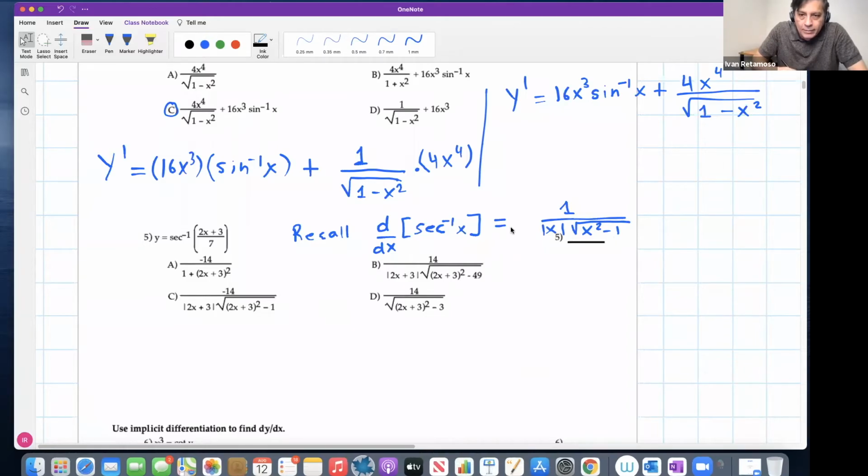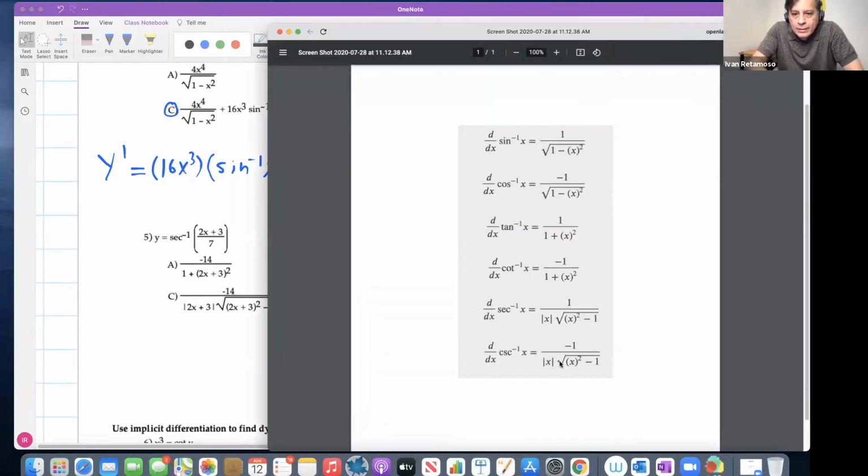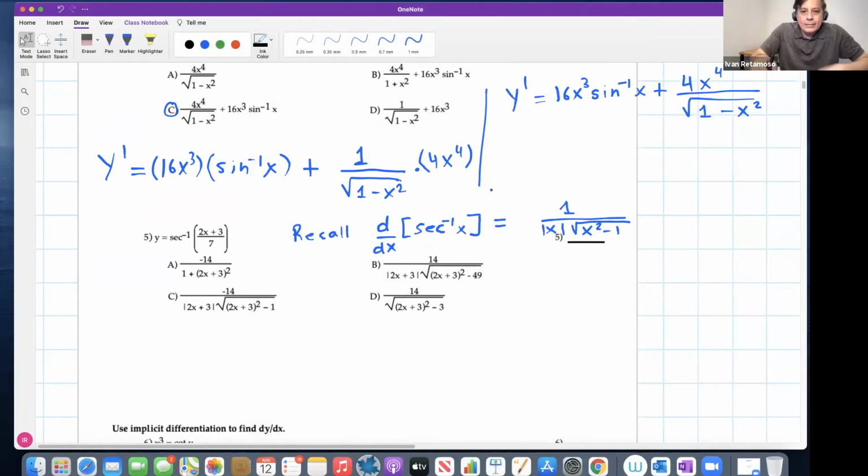Where did I get it from? From here, from the list of formulas. The derivative of cosecant, secant, right? Secant, no minus, plus 1 over the absolute value of x times the square root of x squared minus 1. Great. Let's apply this.